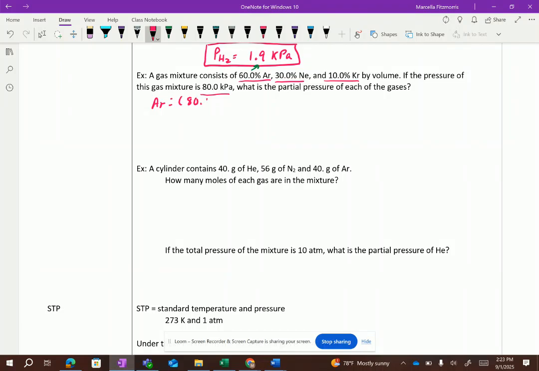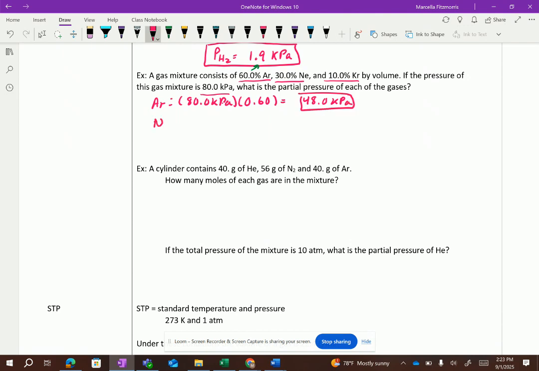Okay. Now, if I want to double check myself, these all should add up to be 80, and they do, because the partial pressure of each one should add up to be the total. All right, moving on.